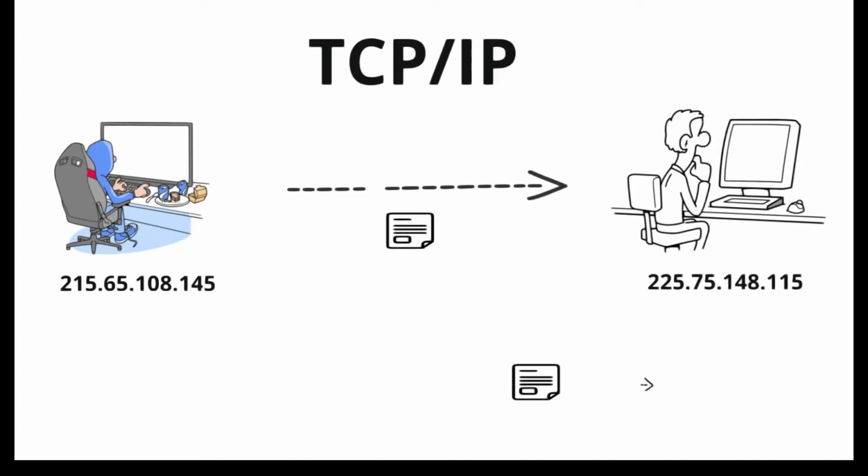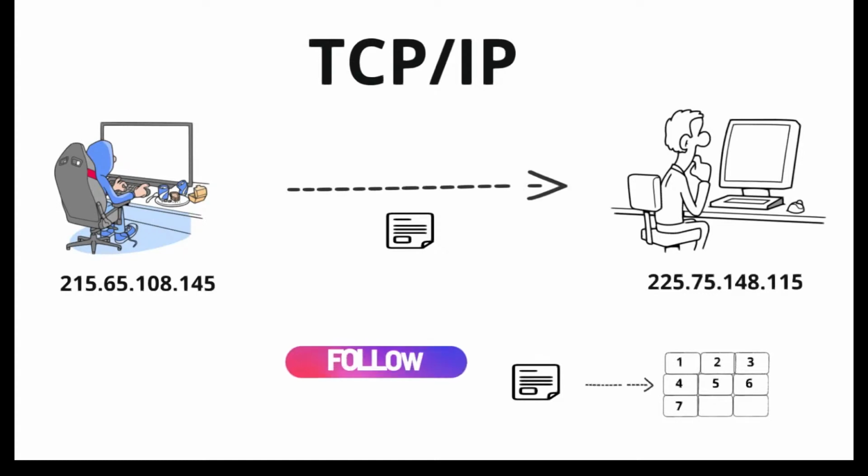Data is divided into packets, so large data is broken into smaller chunks. Each packet gets a sender and receiver's IP address. These may take different routes to the destination. TCP reassembles the packets in the correct order and ensures no data is lost. TCP ensures reliable delivery and no data is lost.